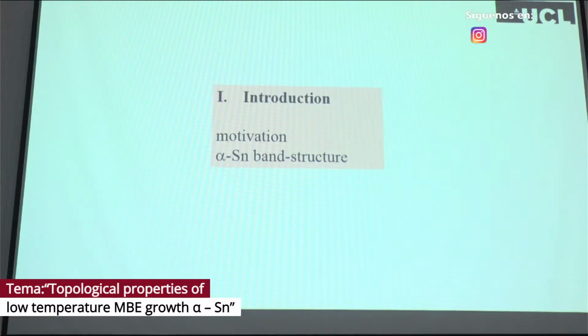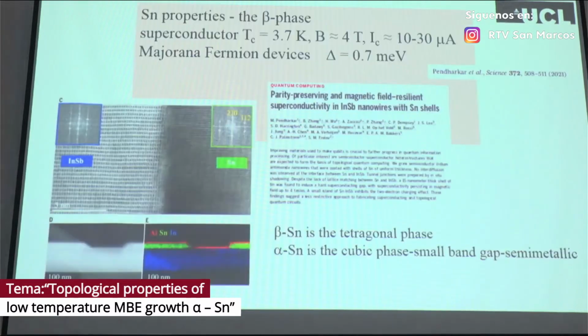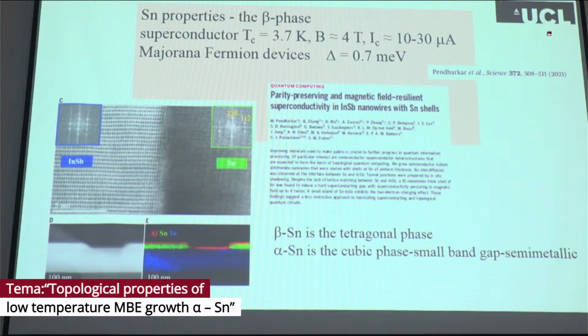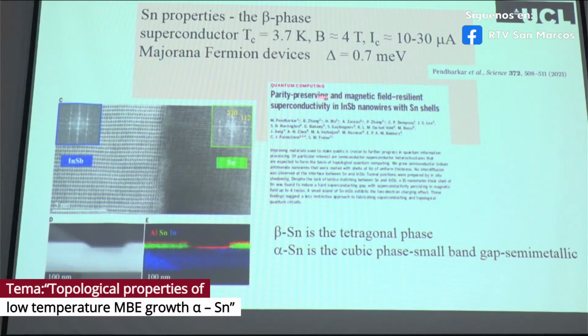So, introduction, motivation, the band structure. I'll just reiterate what I just said, that in the beta phase, tin is a superconductor. Its TC is quite low. It's nothing like the high TC values that we've seen earlier today. It's got a critical field of 4 Tesla, so a nice high critical field. It's got a reasonable critical current, 10 microamps. I think this critical current here is referring to very, very thin MBE grown materials. It may be different from bulk, I'm not too sure.